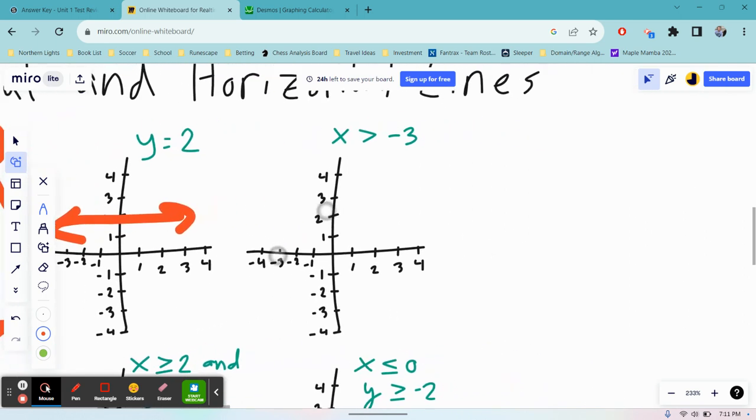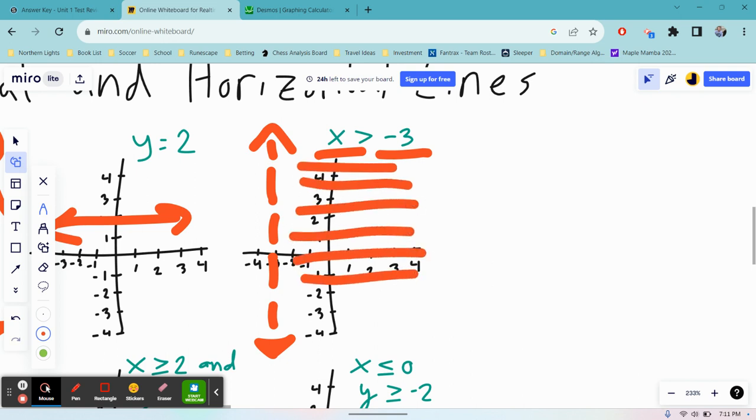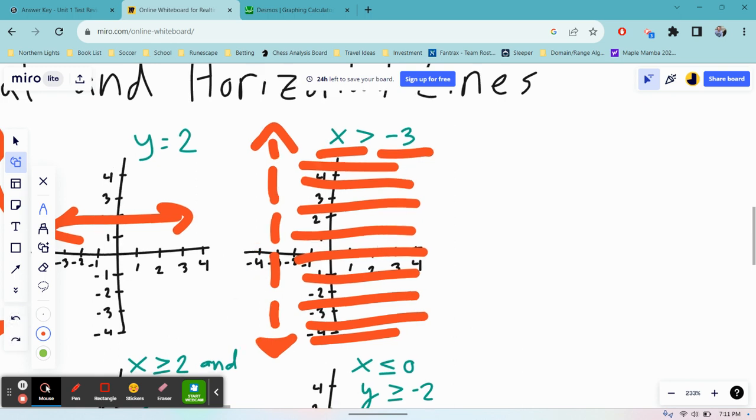Continuing through, the only point I'm going to hit is -3 on the x-axis. So this would be a vertical line. And I know to make that dashed because it is strictly greater than. It is not greater than or equal to. So then I want all of the points where x is greater than -3. So x can be -2, x can be -1, x can be 4. All of those are fine, but x cannot be -4 because -4 is not greater than -3.